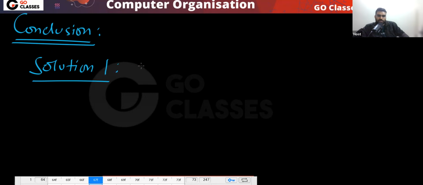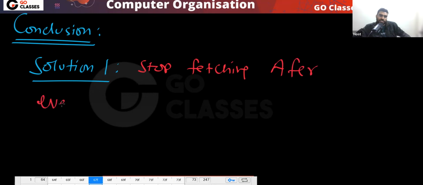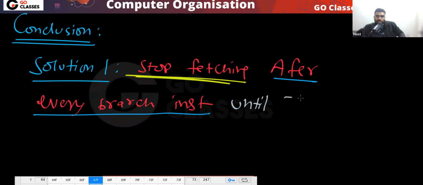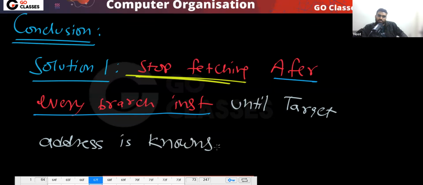So solution 1 is basically: stop fetching after every branch instruction. Is this clear? Stop fetching after every branch instruction. Until when? Until the target address is known. Very simple. This is your solution.